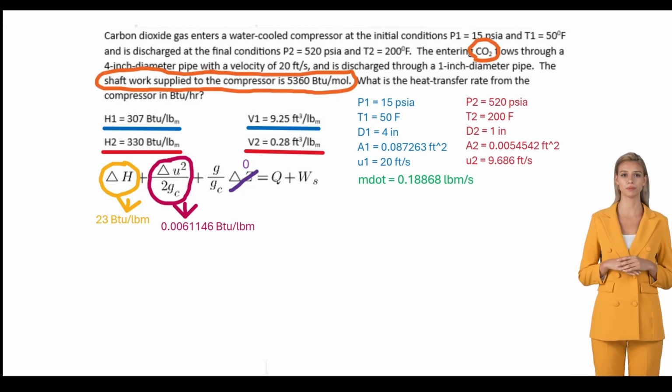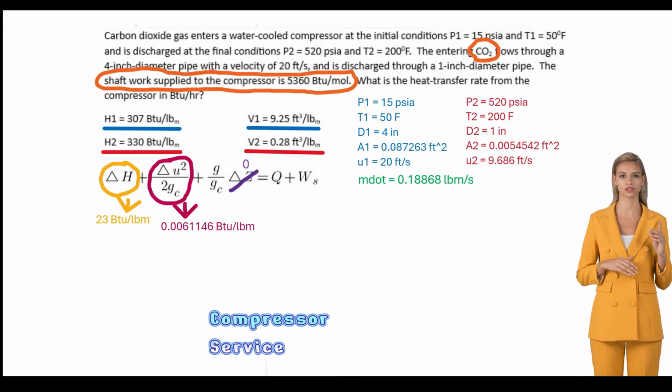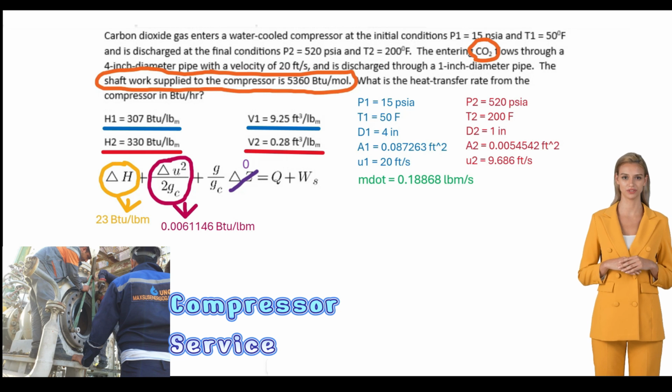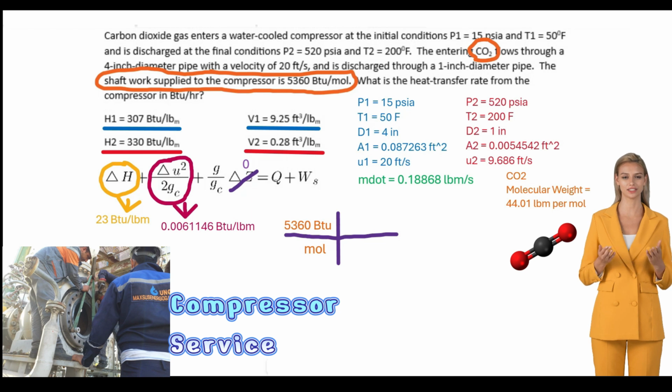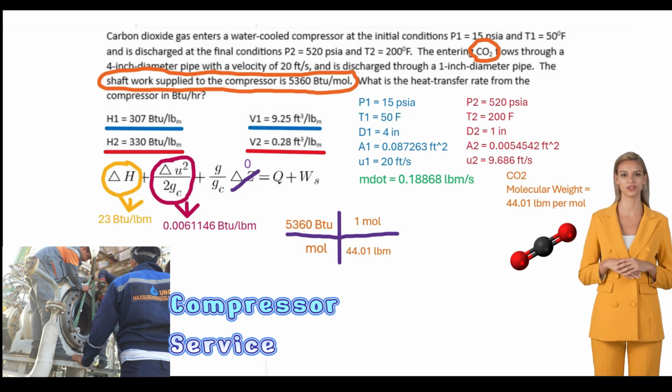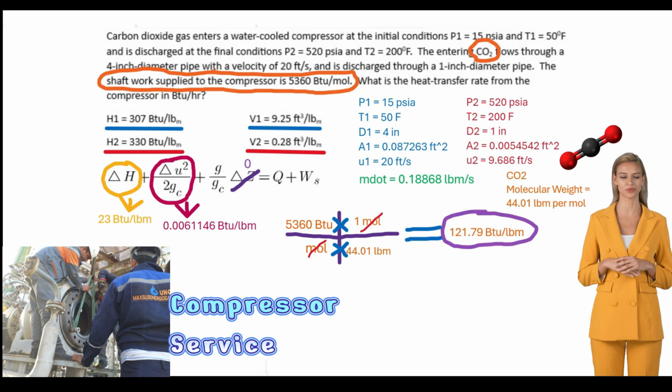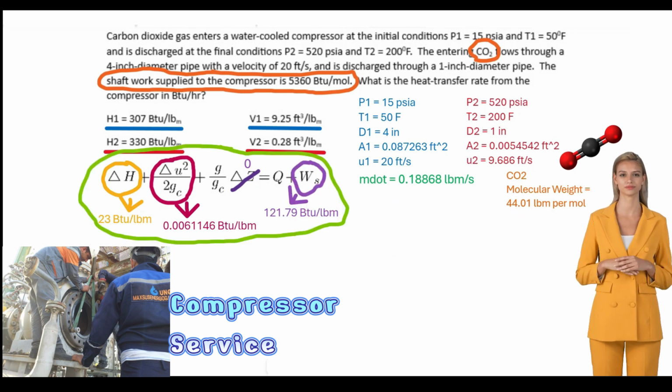Shaft work is being supplied to the compressor at 5,360 British thermal units per mole. Because this problem deals exclusively with British units, assume the mole is for pound moles. The molecular weight of carbon dioxide is 44.01. Use dimensional analysis to get this value in units of British thermal units per pound mass. This value is determined to be 121.79 British thermal units per pound mass.